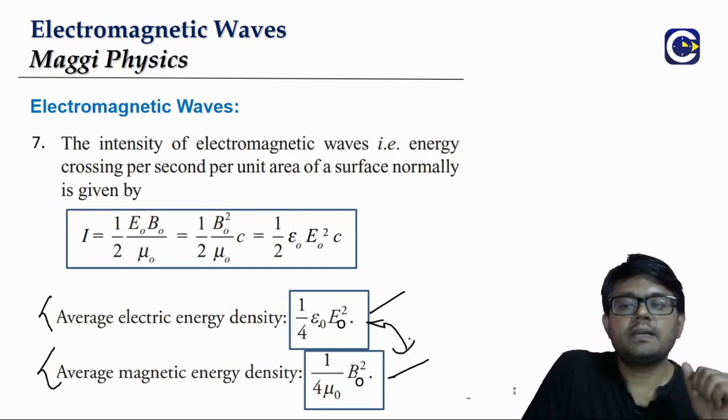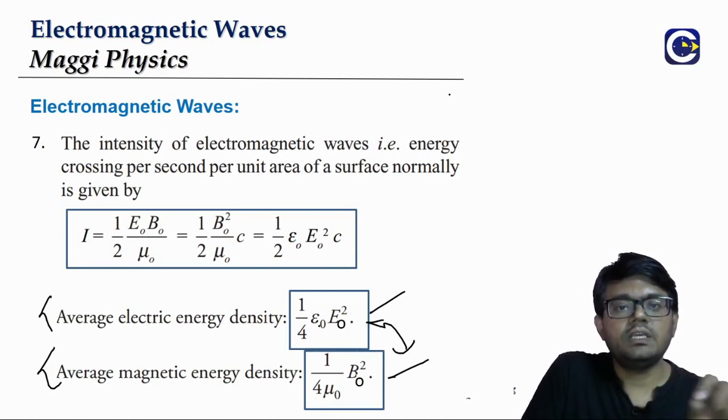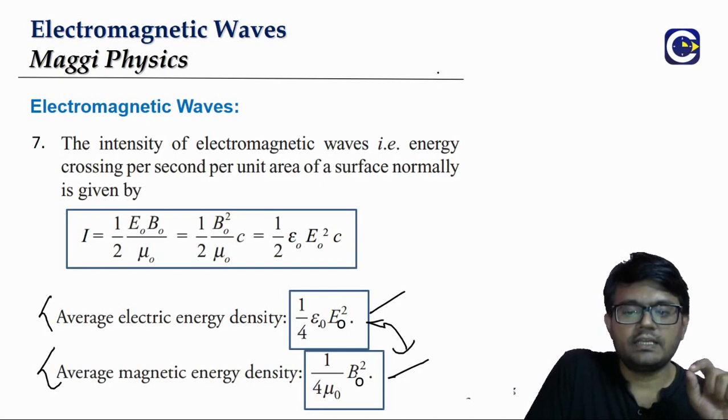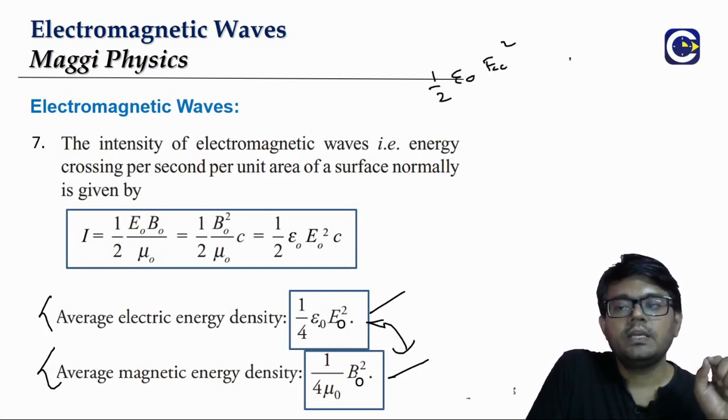If we add them, we get the total energy density of an electromagnetic wave. We can write it either as half into epsilon naught into E0 square, or as B0 square by 2 mu naught.